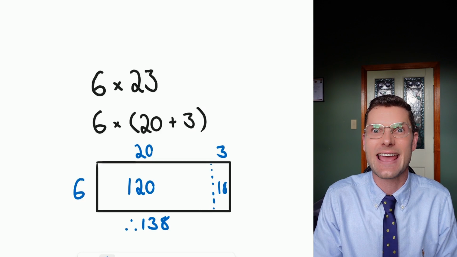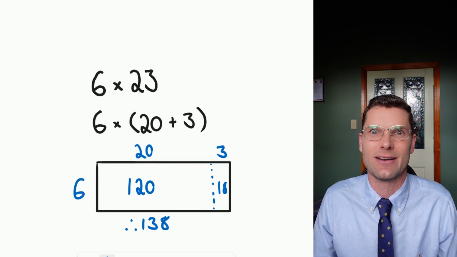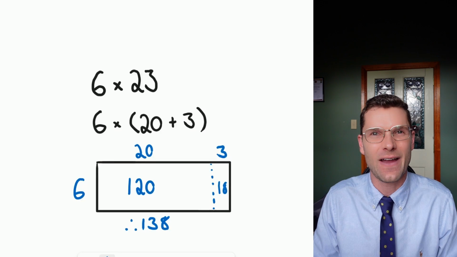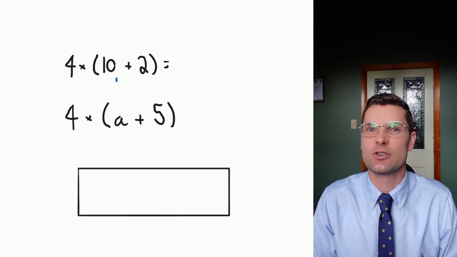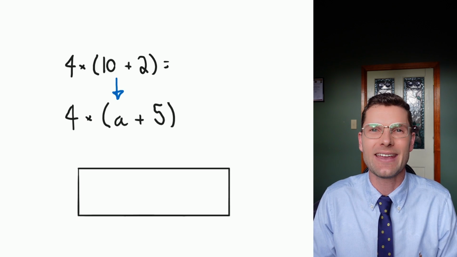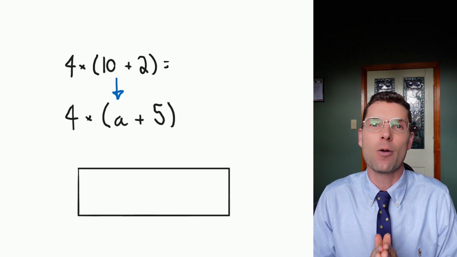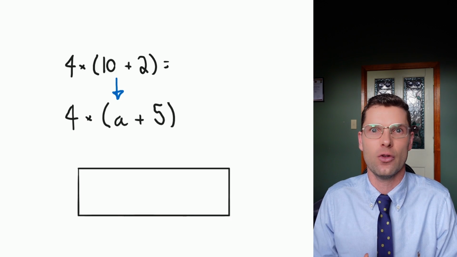Breaking these down into the tens and then the ones makes this much easier than just trying to remember your 23 times tables. And it's this fact that we're going to use to help with our expanding. So we're going to use this to answer this question. 4 is multiplied by a plus 5, and we're going to break it down in the exact same way. We're going to imagine that a is our tens unit, and the 5 is still the ones.